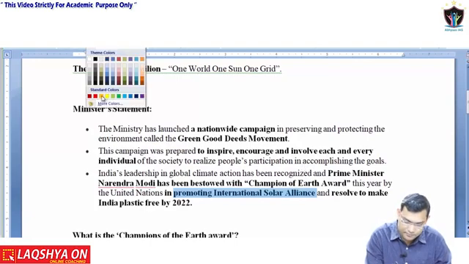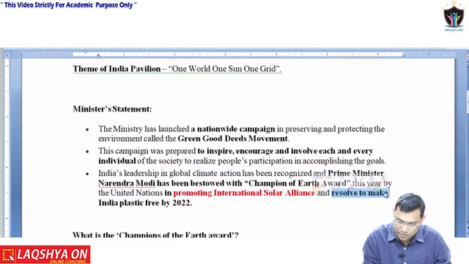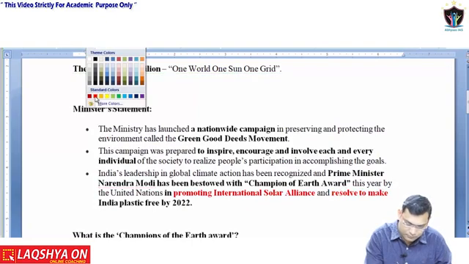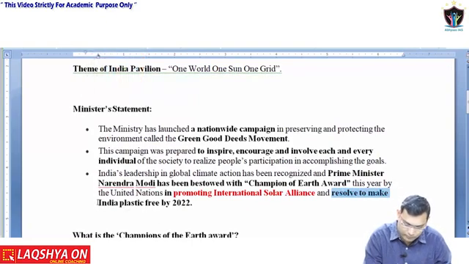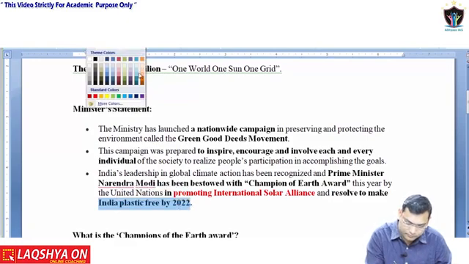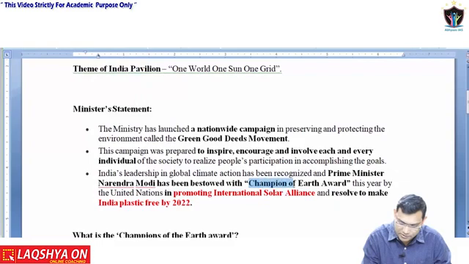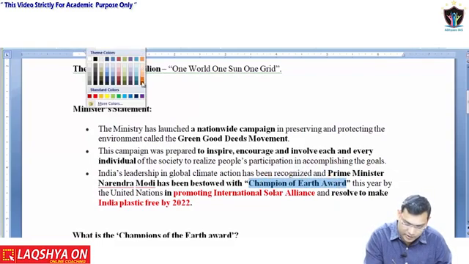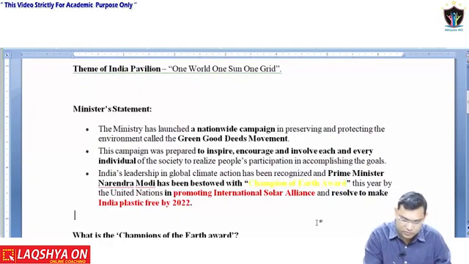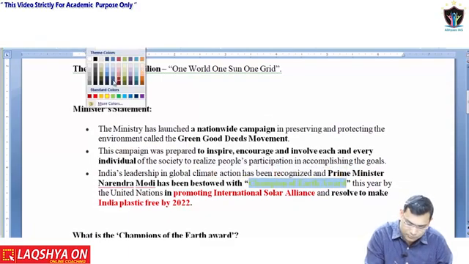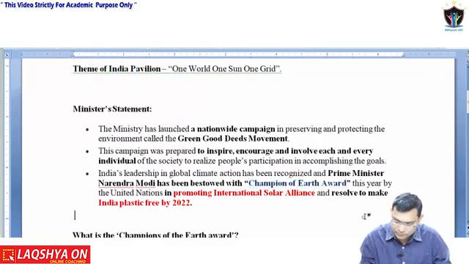the International Solar Alliance and also resolving to make India plastic free. This is the Champions of the Earth Award which has been given to India this year for promoting the International Solar Alliance and resolving to make India plastic free by 2022.